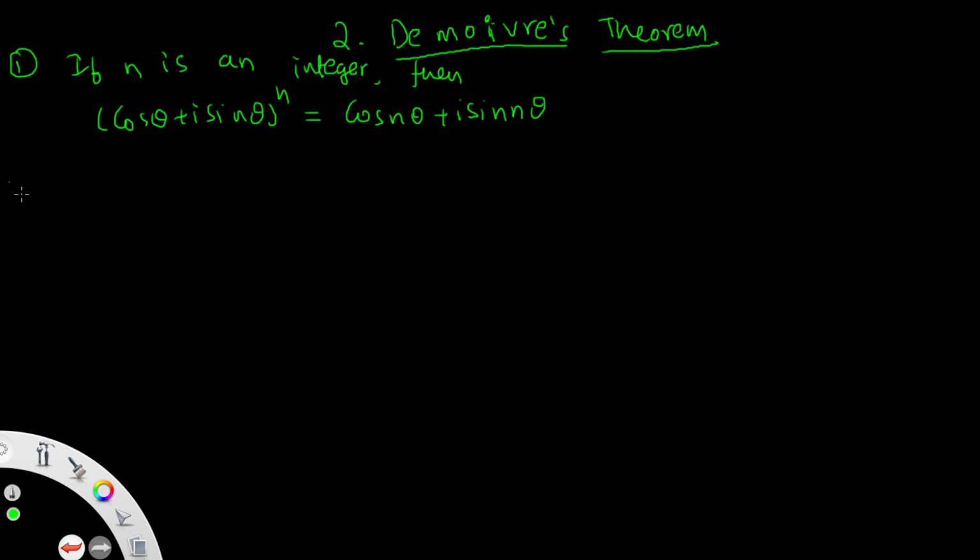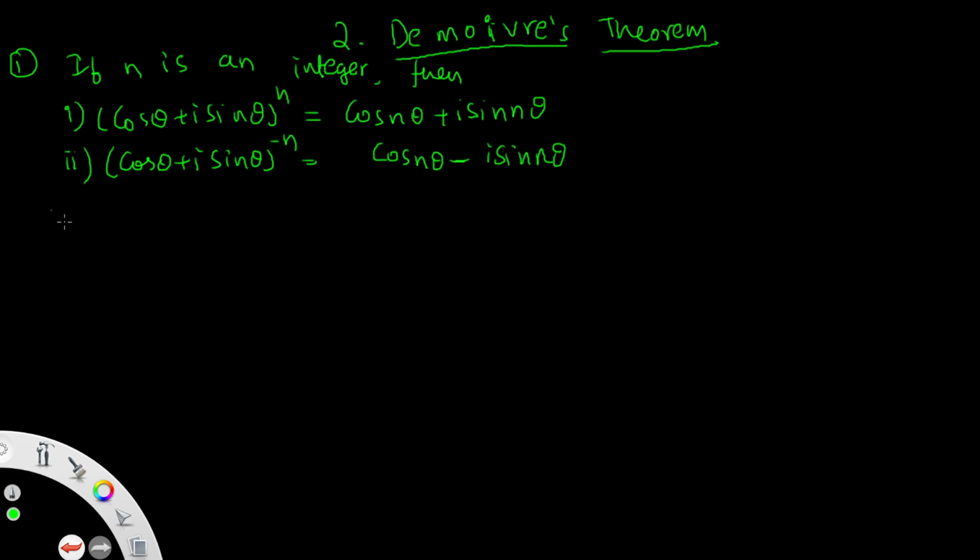Next, the second one, a similar formula: (cos theta plus i sin theta) whole to the power of minus n. We have to write that as cos n theta minus i sin n theta. Why? Because it is in the form of cos of minus n theta plus i sine of minus n theta, and sine of minus theta is minus sine theta. So that is cos n theta minus i sin n theta.